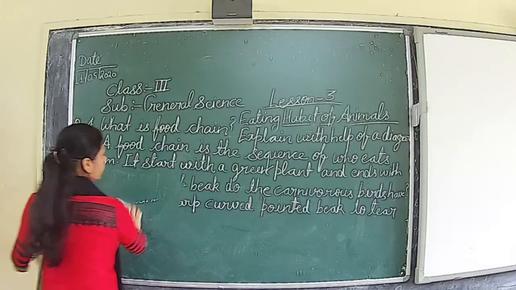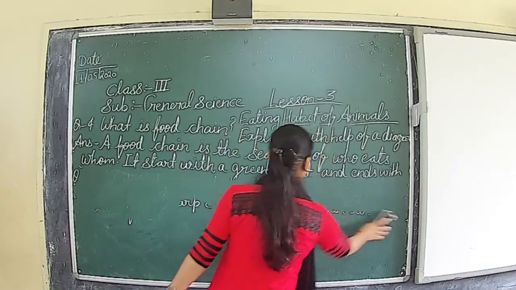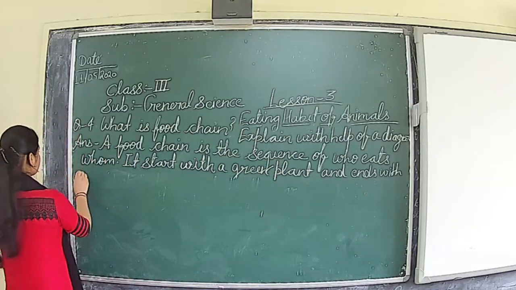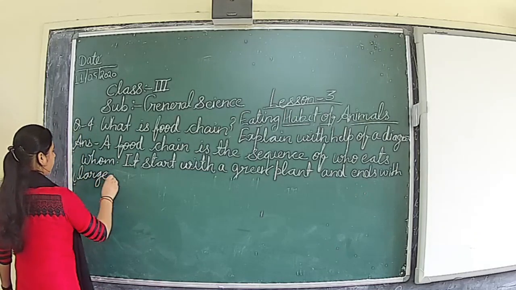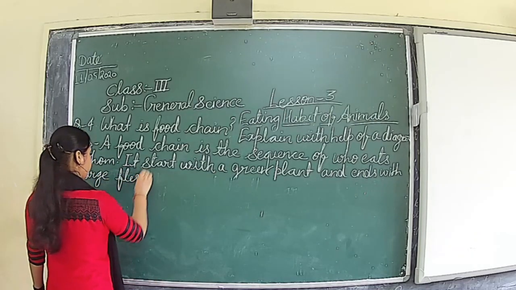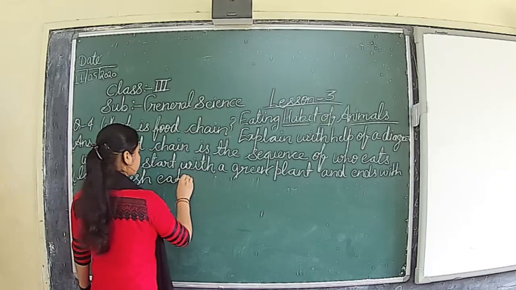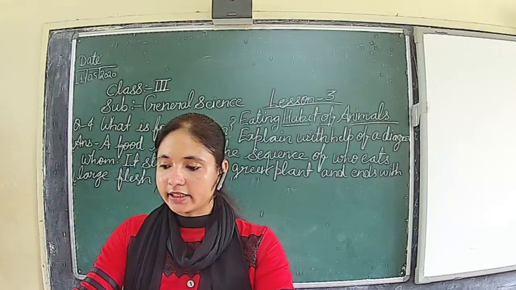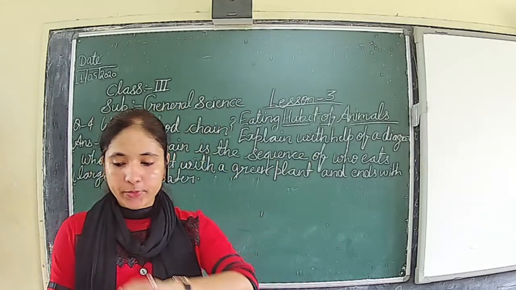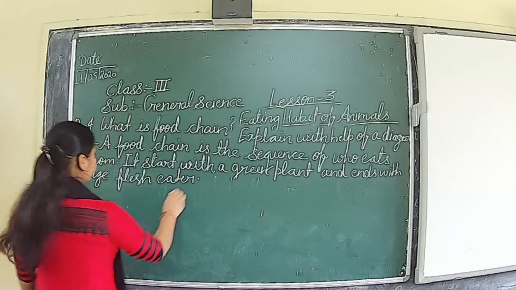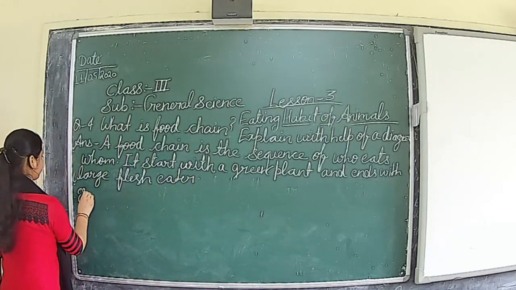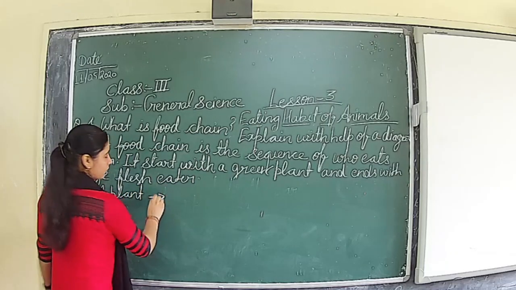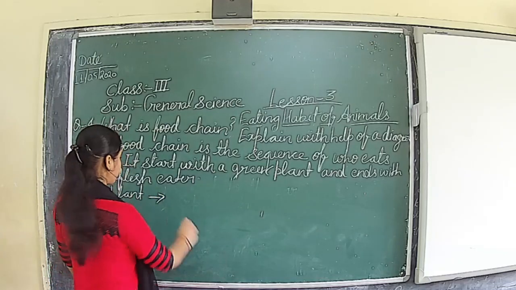I think we have completed this question. Those are the carnivorous birds, and it ends with a large flesh eater. Then you have to draw an arrow diagram. Explain with the help of a diagram. For example, a plant, then after the plant, a caterpillar.